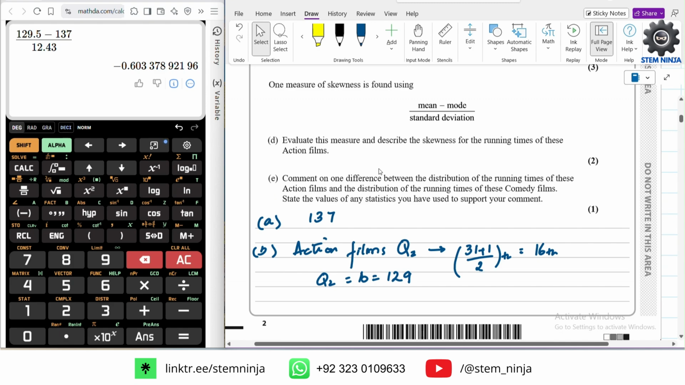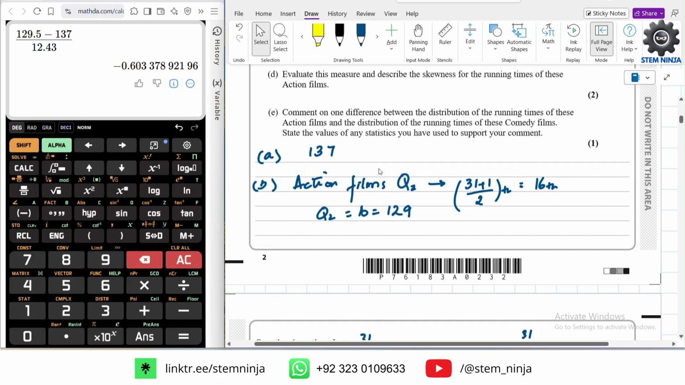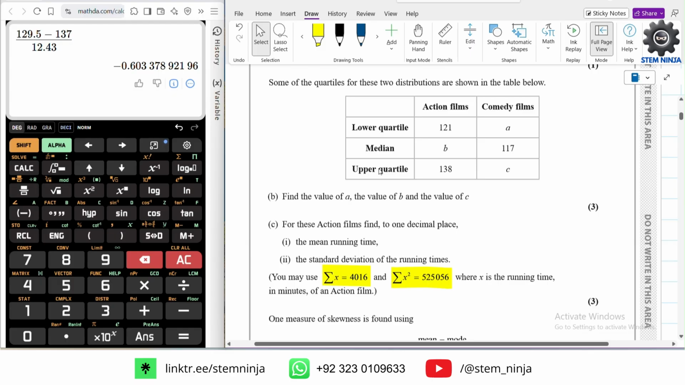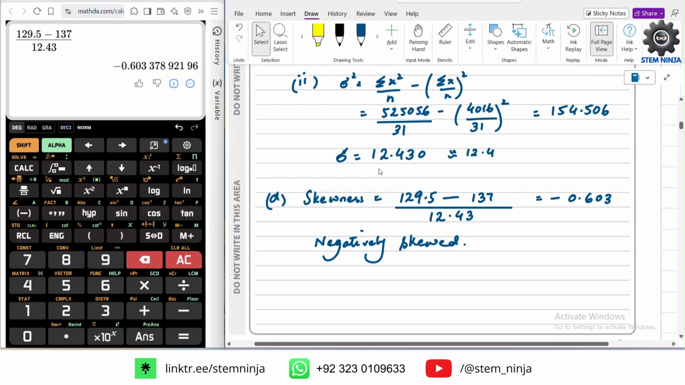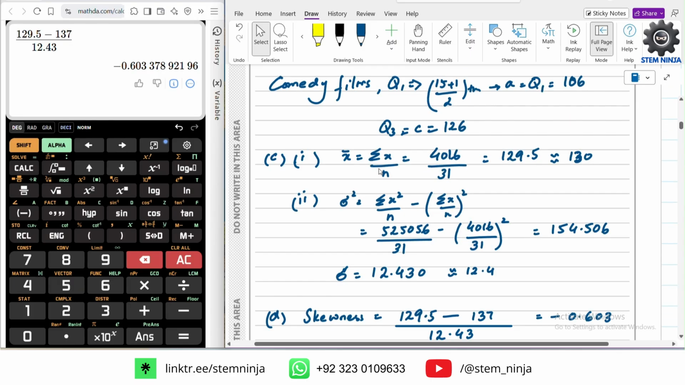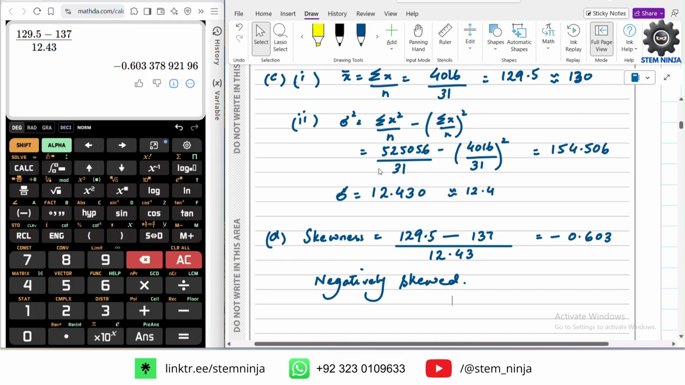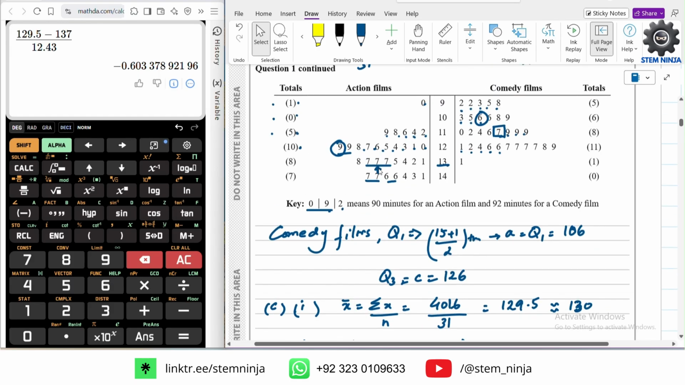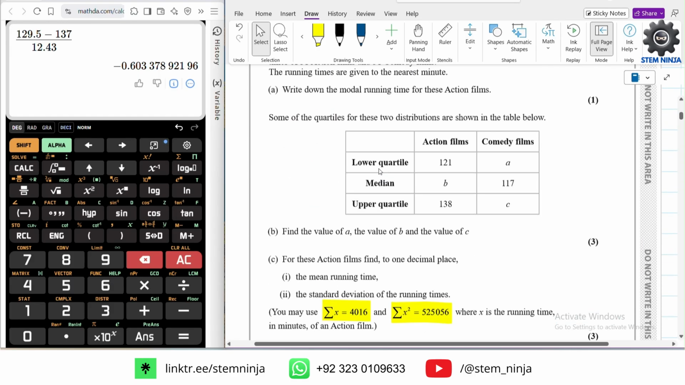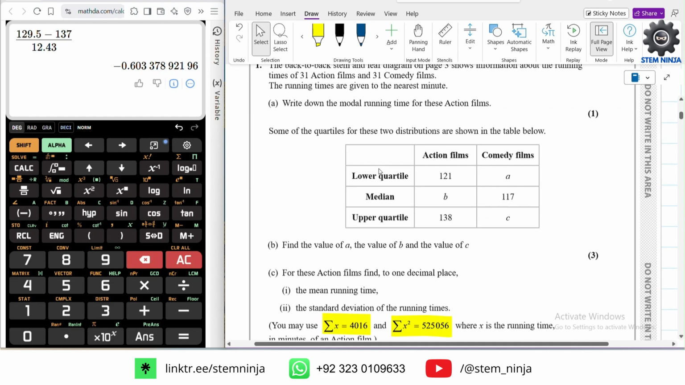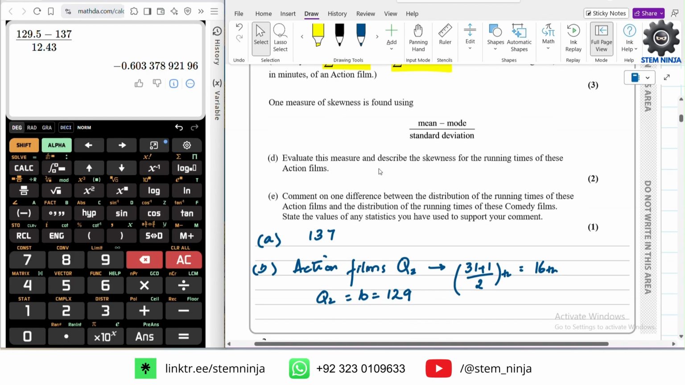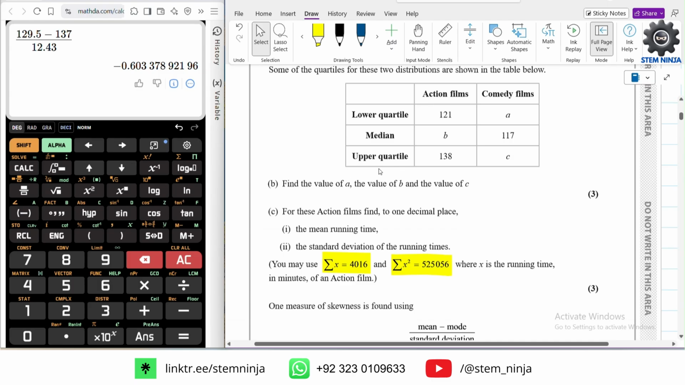Comment on one difference between the distribution of the running times of these action films and the distribution of the running times of these comedy films. State the values of any statistics you have used to support your answer. Right. Since this is just 1 mark, they don't need the skewness, because we would have to calculate the mean, mode, and standard deviation of the comedy films. But we can use the median and interquartile range, and the range also basically. So we can comment on these.